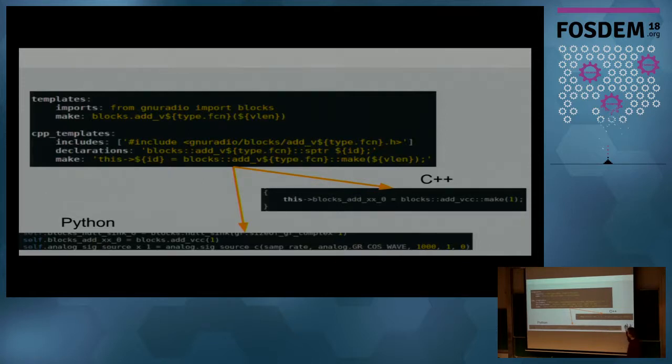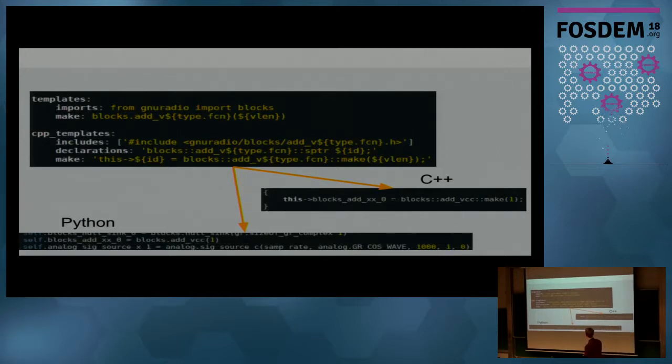For the C++ code, it's a little bit more complex, because you have several files and you have to declare types and so on. So for C++ templates, I have includes, which is just includes, goes in the header file. Then you have the declarations, which is the declaration of types, also goes in the header files. And then you have the make part, which is the make code, and that's basically just more or less the Python make, but with a semicolon at the end.